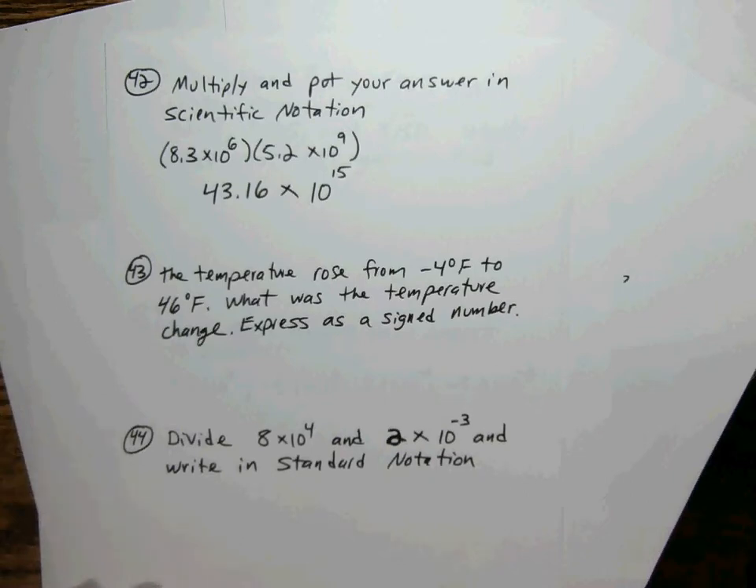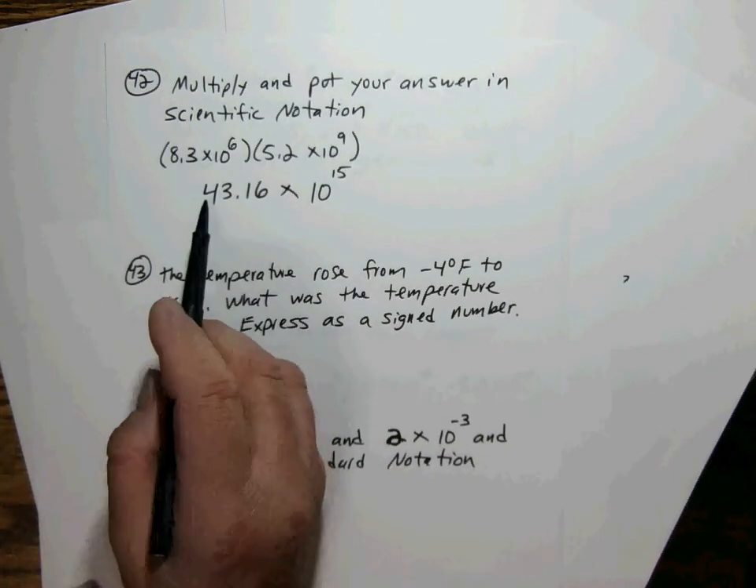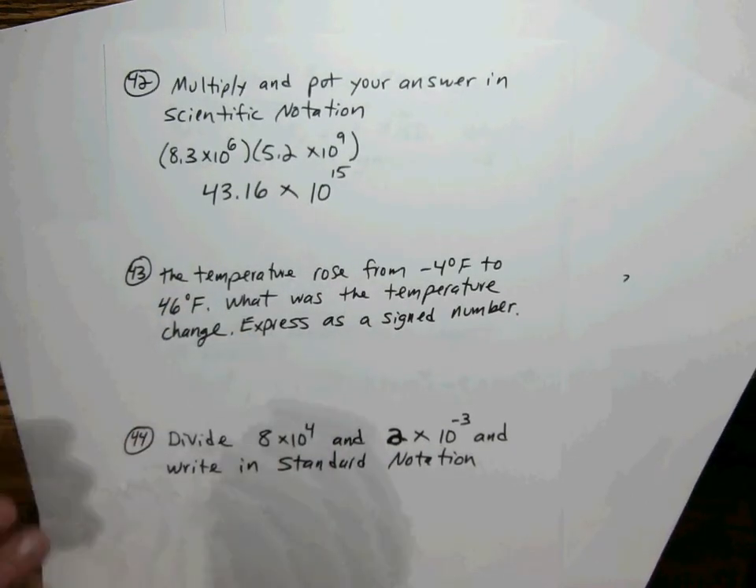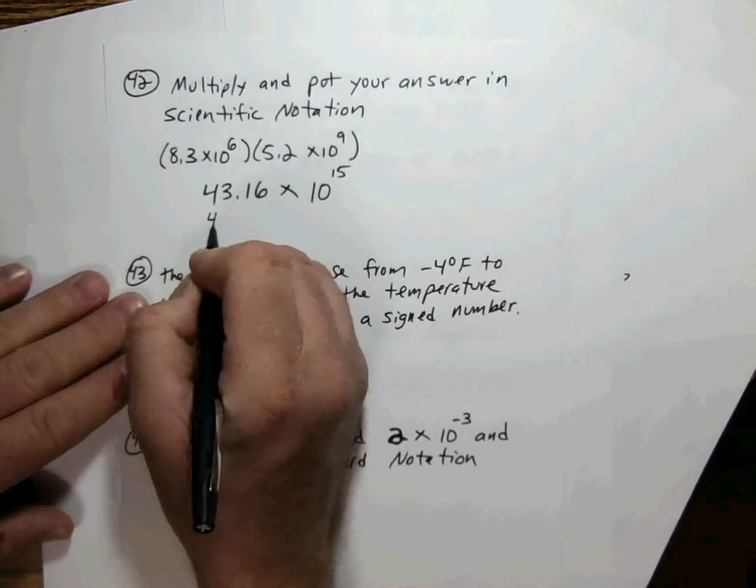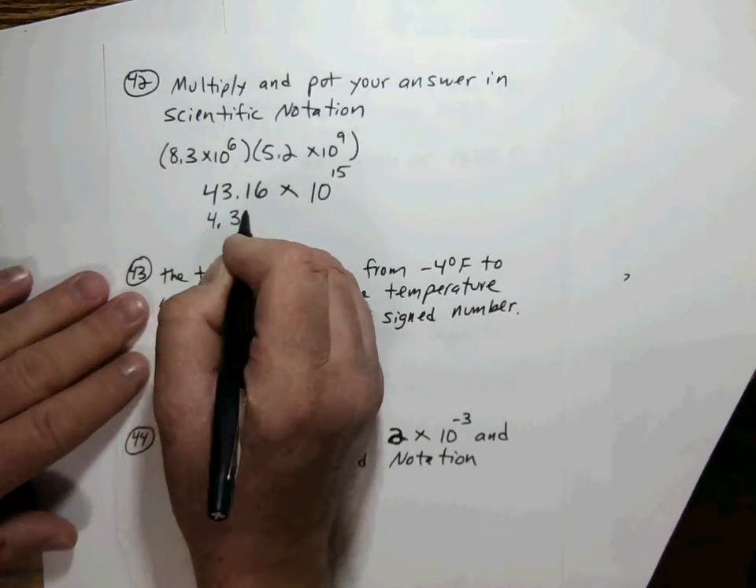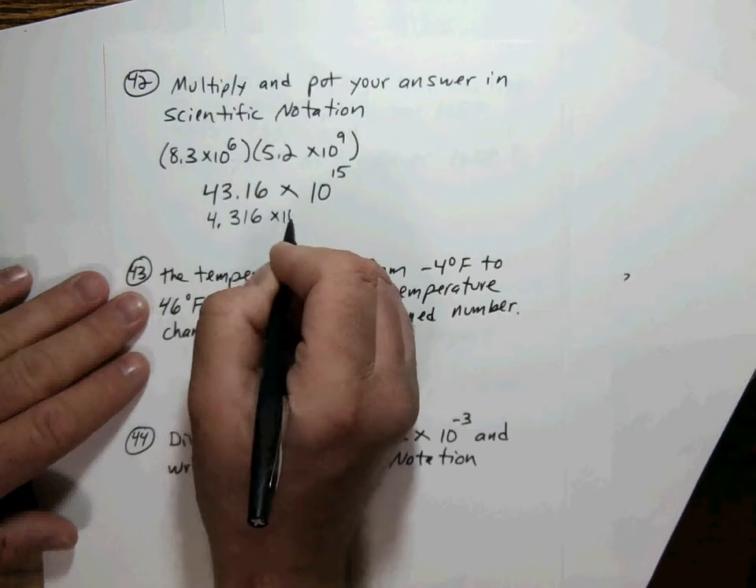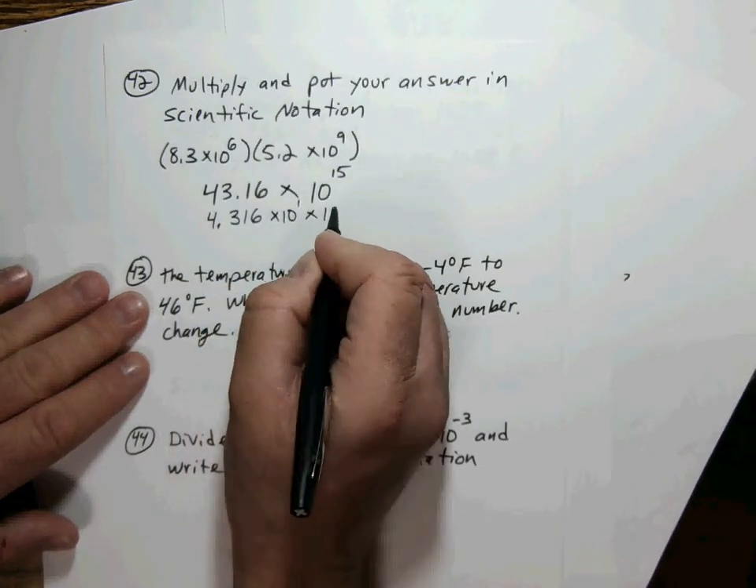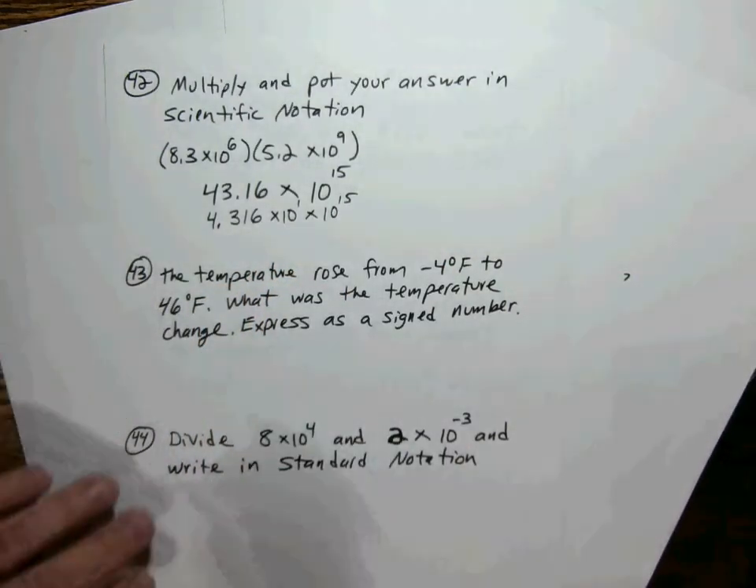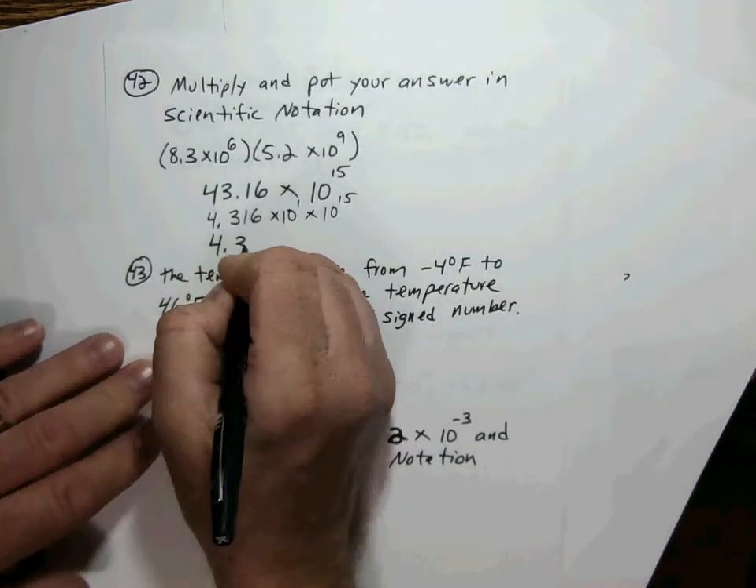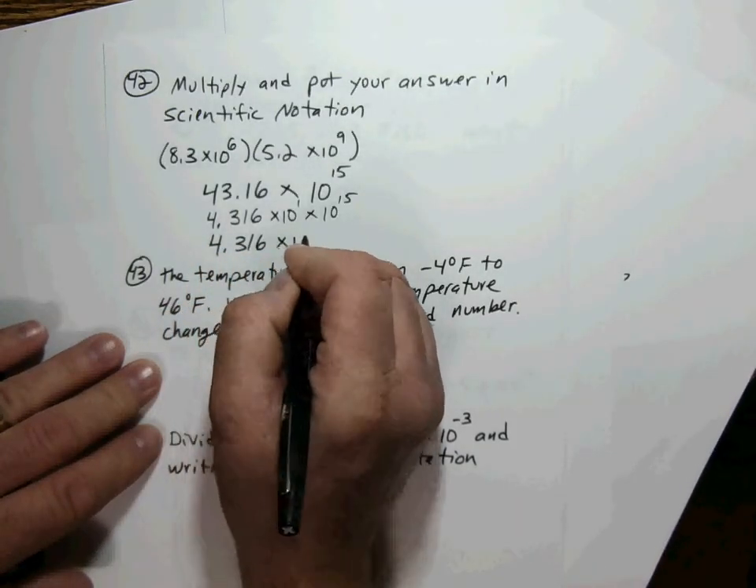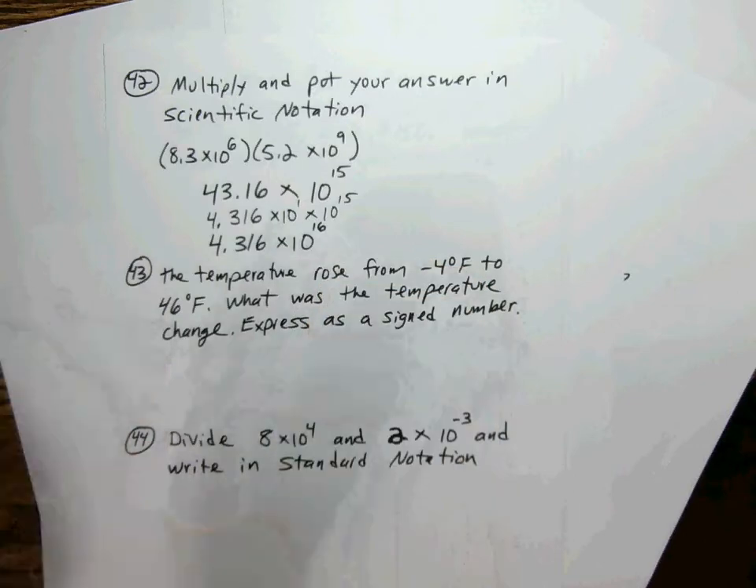In scientific notation, it says I want to have only 1 digit and then the decimal point. So I need to make a correction here. Call that 4.316 times 10 to the first power, but then I also had a 10 to the 15th power. So it's going to be 4.316 times 10 to the 16th power.